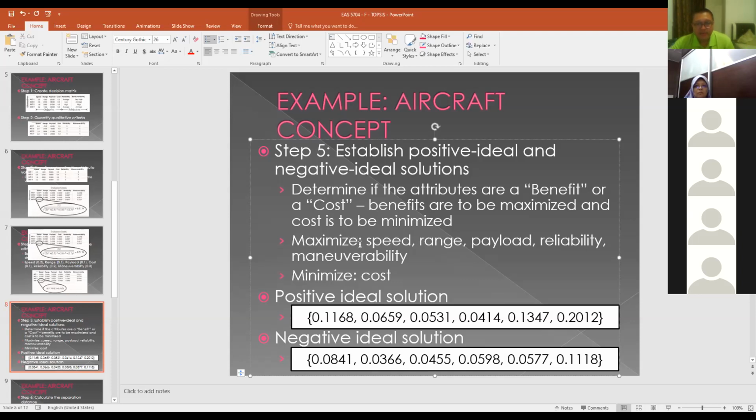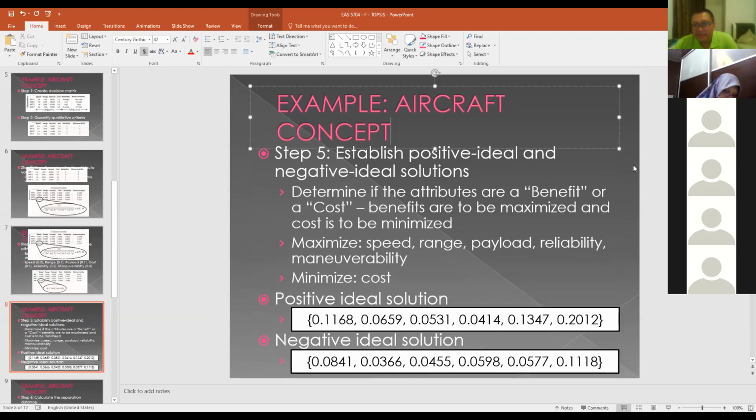Normally for aircraft, what we want to maximize is, of course, the speed. We want to increase the speed, increase the payload, range, reliability, and maneuverability. And the thing that we really want to minimize is the cost, because it normally comes from the taxpayer, right? Because it is not a commercial aircraft, it is a jet fighter aircraft, so the government has to pay. Actually, our pocket. Okay, positive ideal solution, where we got this number, and also this negative ideal solution.